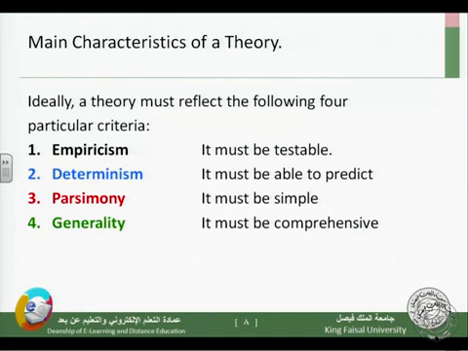And the last important characteristic of a theory is generality. You need to have a theory which you can generalize. In other words, the theory should be really comprehensive, covers a large area of the field it is interested in, or it concerns itself with. So these are the main characteristics of a good theory, or ideally a perfect theory.